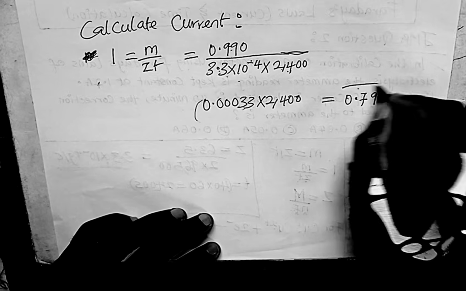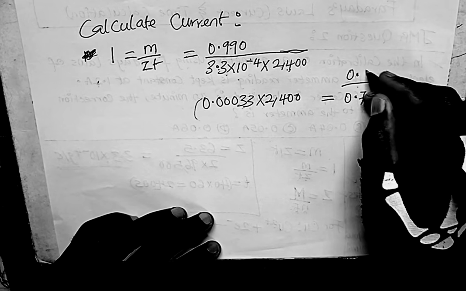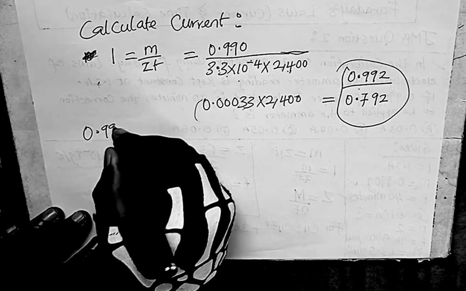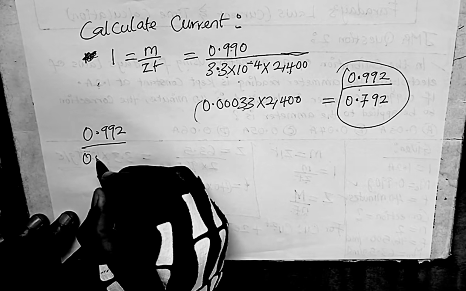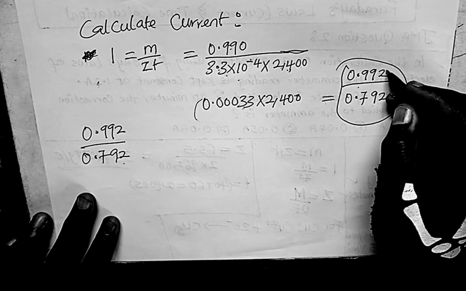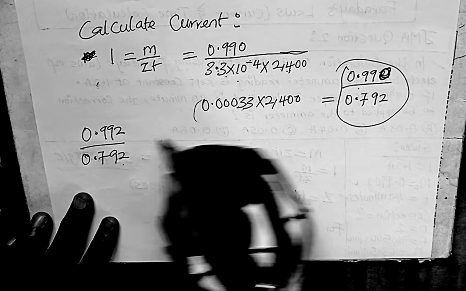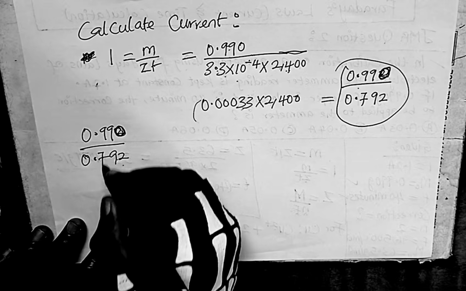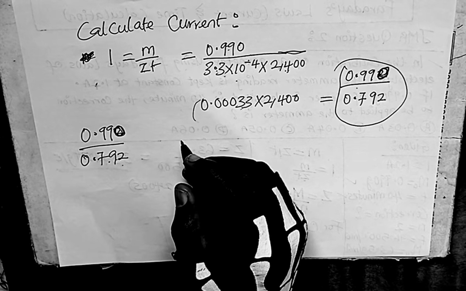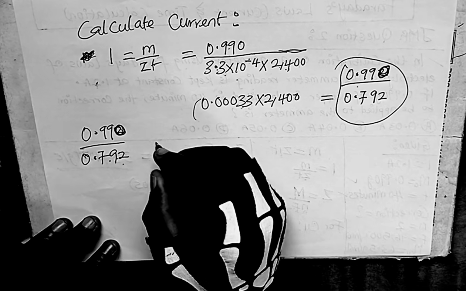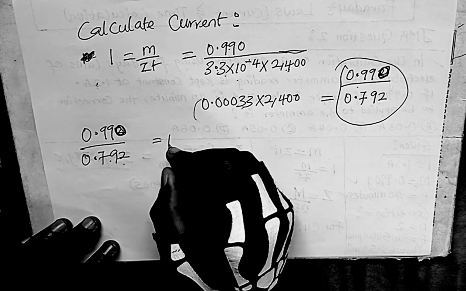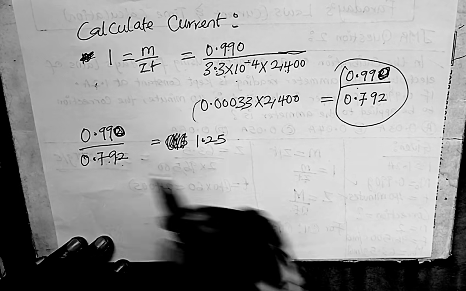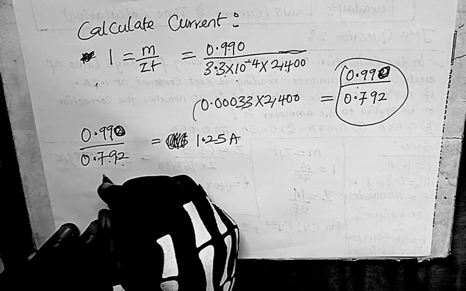Bringing the numerator down, it is 0.990. Sorry, this is supposed to be 0.990, not 0.992. So we have 0.990 over 0.792. If you divide this by this, you get 1.25 ampere.